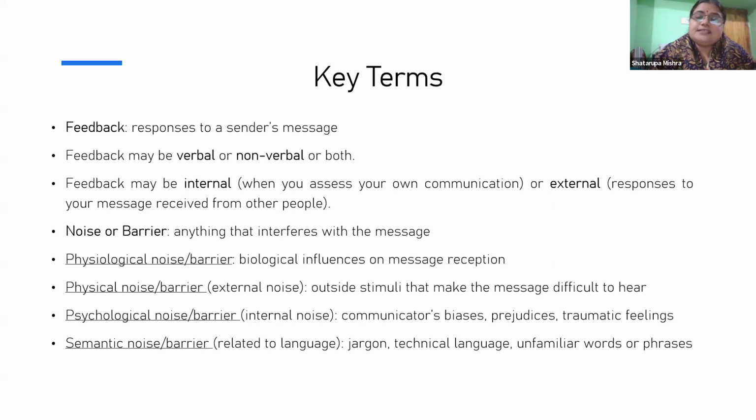One is physiological barrier, which means biological influences on message reception. Okay, so I say something to you, but what I say is not clear because I have a problem with my tongue. My tongue stutters. Okay. And the person listening to me, if you are the listener, you're not able to understand the message clearly because I am not able to speak properly. And I am not able to speak properly because there is some biological problem with my tongue or with my teeth or with my speech organs. Okay. So that is a kind of physiological barrier.